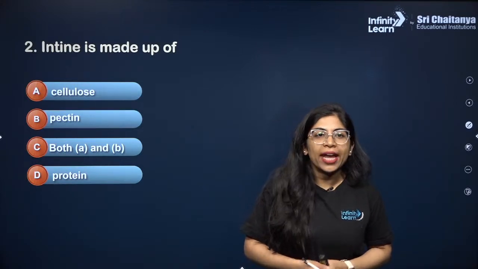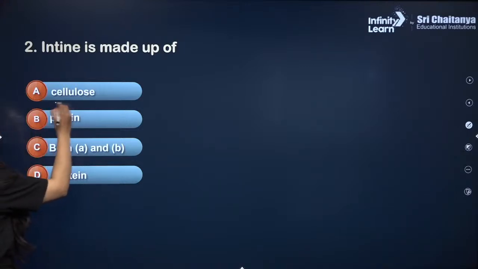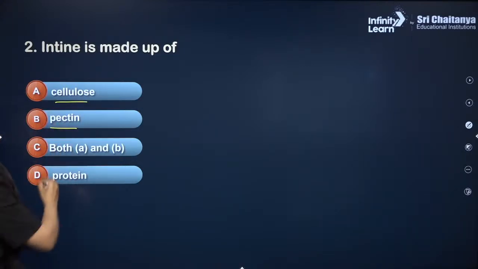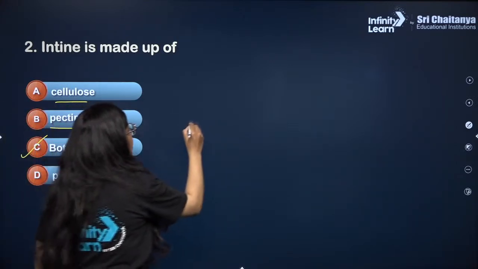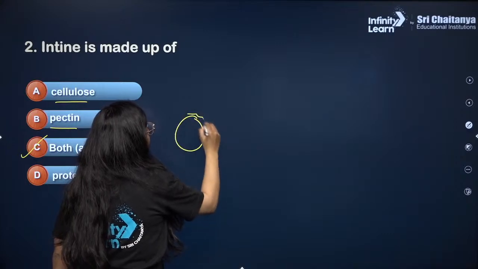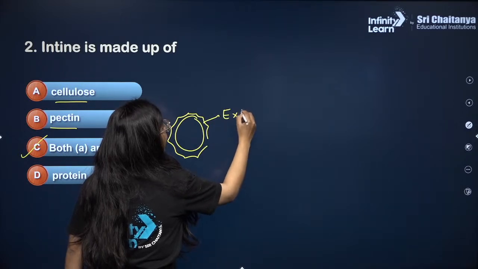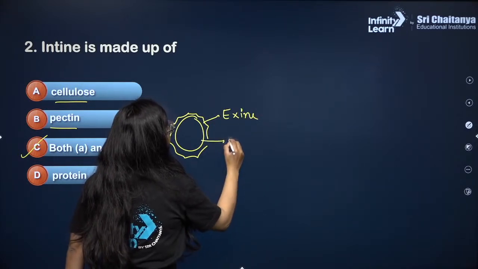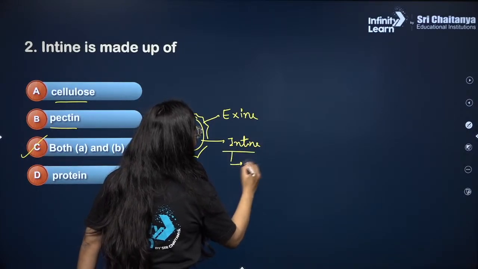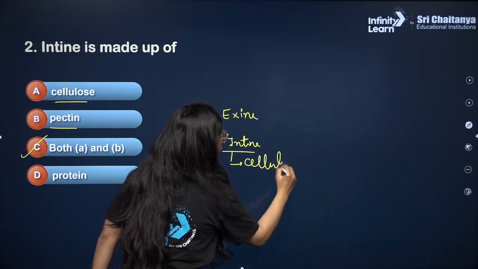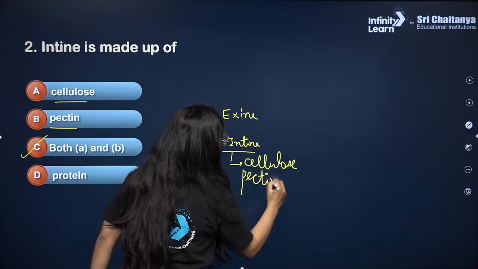Clear? Okay, everyone. Looking at the answer here, entine is made up of both cellulose and pectin. So my answer is option number C, both A and B. Very good, Rahul. What do we see? That if there is a pollen grain, there are two layers of the pollen grain, everyone. The outer layer is known as exine and the inner layer is known as entine. Entine is made up of two components, which are cellulose and pectin.